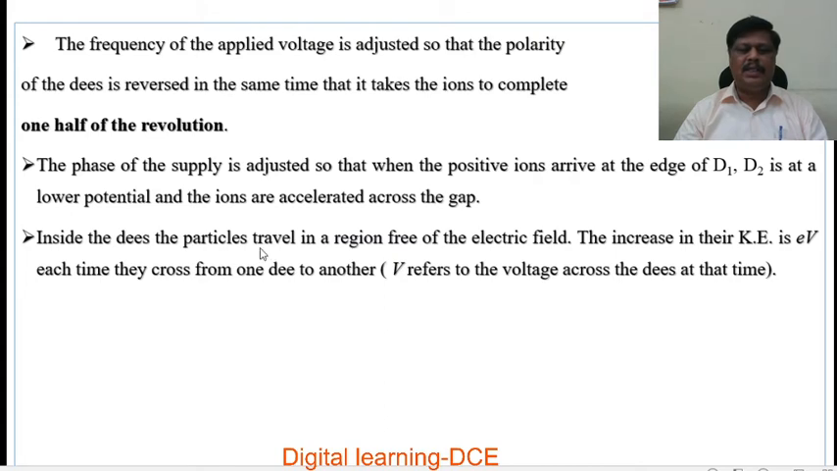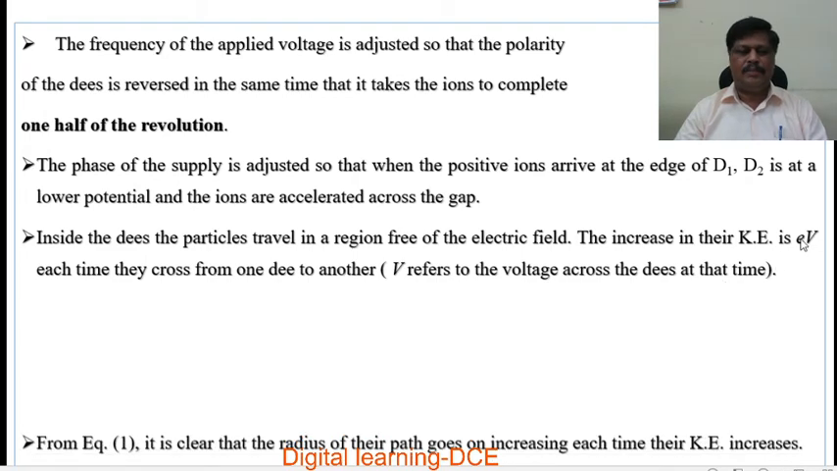Inside the disk, the particles travel in a region free of electric field. The increase in their kinetic energy is eV each time they cross from one D to another. So V refers to the voltage across the Ds at the time. Here V is the voltage or potential.